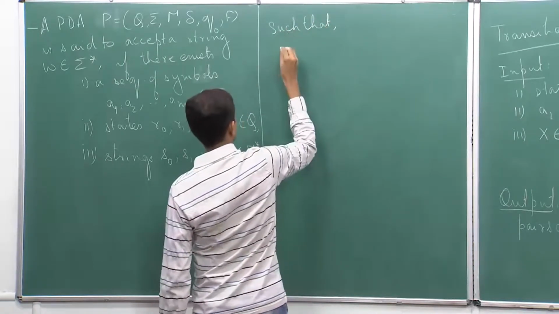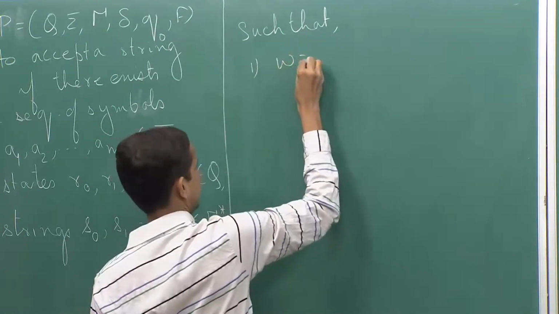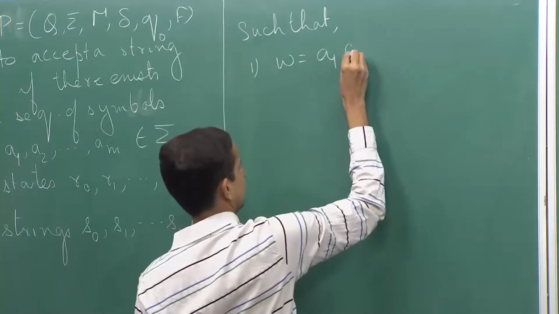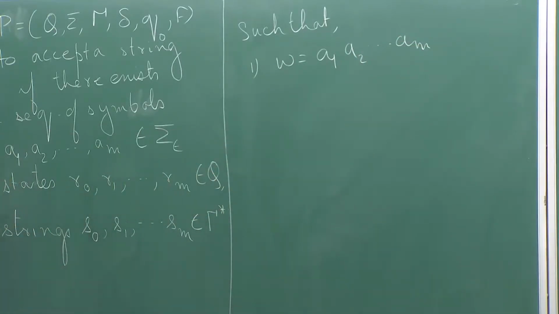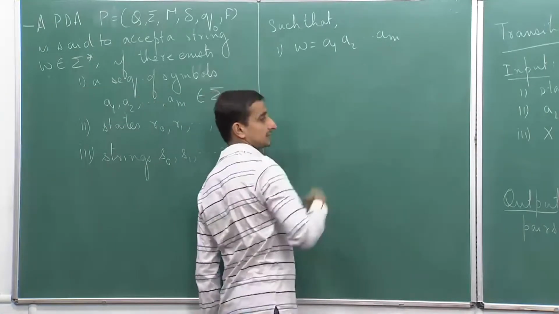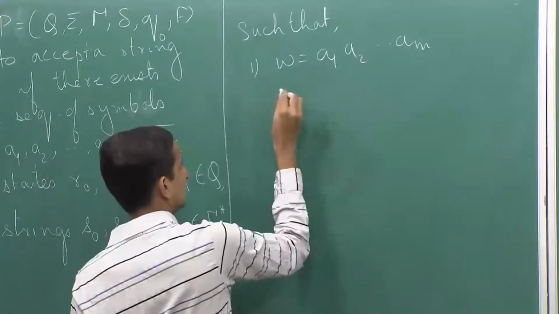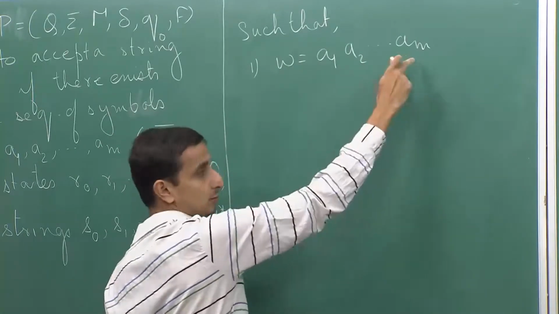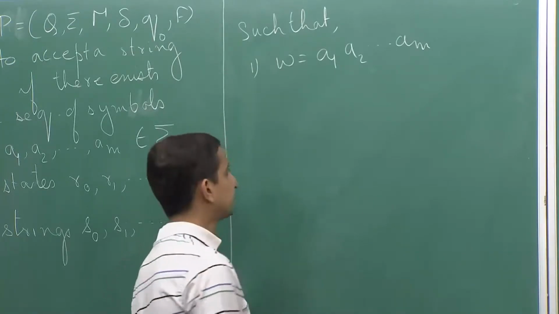Let me just rephrase what I just said, such that firstly, w is the concatenation of the symbols a1, a2 up to am. Whatever input w is given to us is nothing but the concatenation of the symbols that I read at each step. Again note that some of these can be empty, so it is not that the length of w is m; the length of w is less than or equal to m.